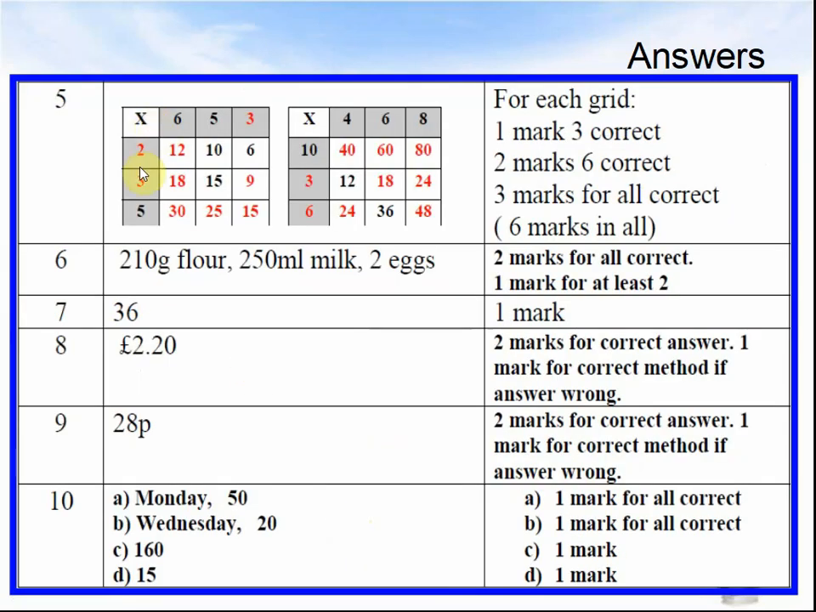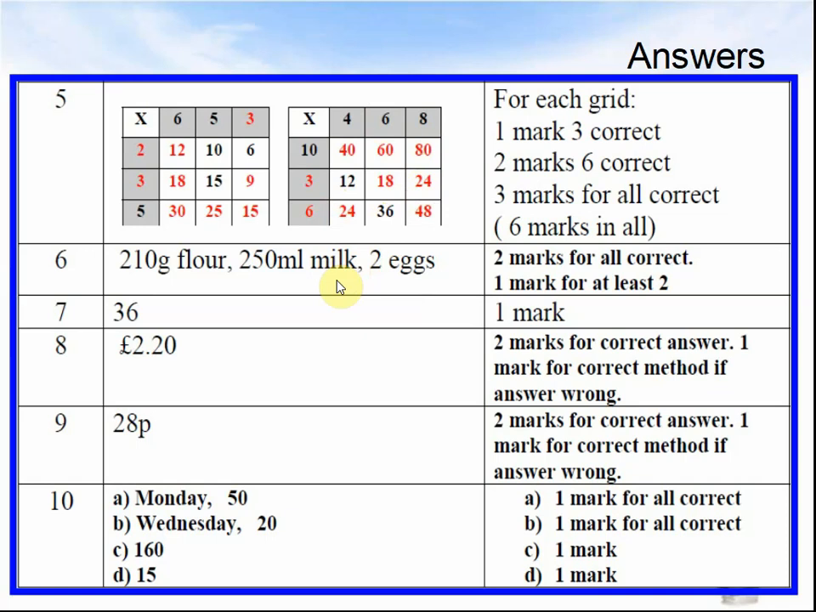At number 5, 6 times 2 is 12. 2 times 5 is 10. 2 times 3 is 6. 3 times 6 is 18. 3 times 5 is 15. 3 times 3 is 9. 5 times 6 is 30. 5 times 5, 25. 5 times 3, 15. 4 times 10 is 40. 6 times 10 is 60. 8 times 10 is 80. 3 times 4 is 12. 3 times 6 is 18. 3 times 8 is 24. 6 times 4 is 24. 6 times 6 is 36. 6 times 8 is 48.